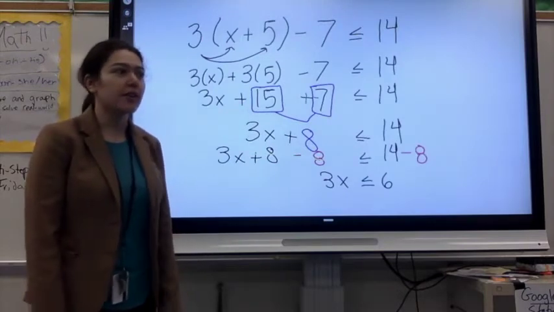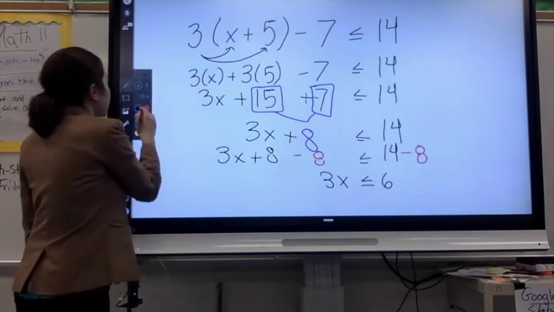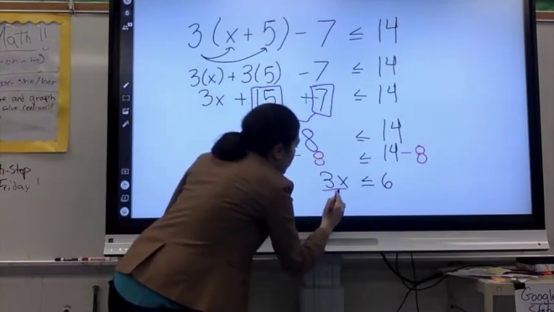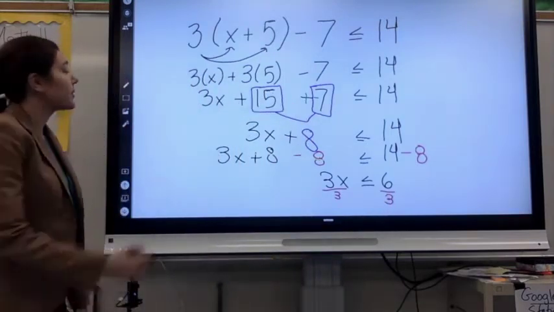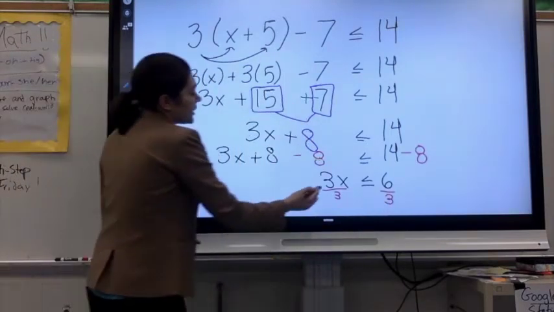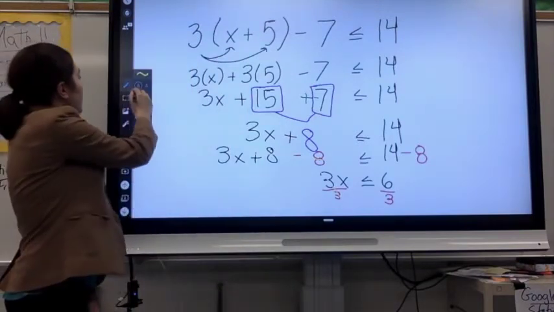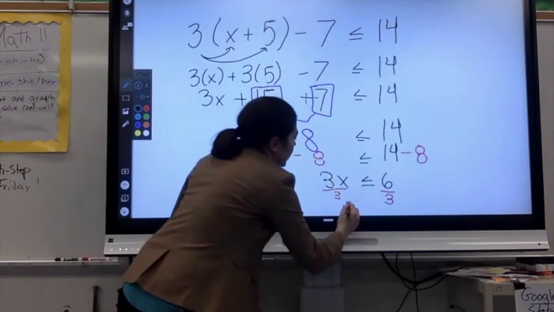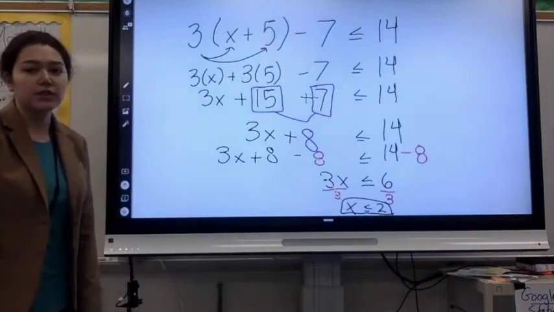I'm going to ask myself, how do you undo multiplying by 3? I undo multiplying by 3 by dividing by 3. Of course, I need to do that to both sides of my inequality. 3 divided by 3 is 1, so I would get 1x. That's just going to cancel away. And I get x is less than or equal to 2, which would be my final solution.